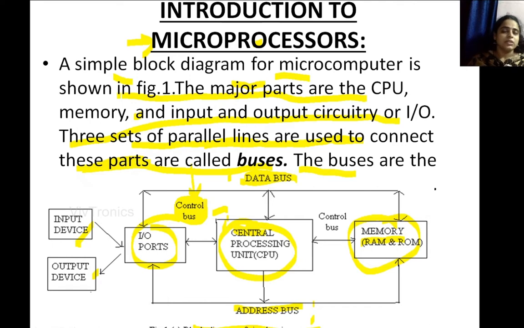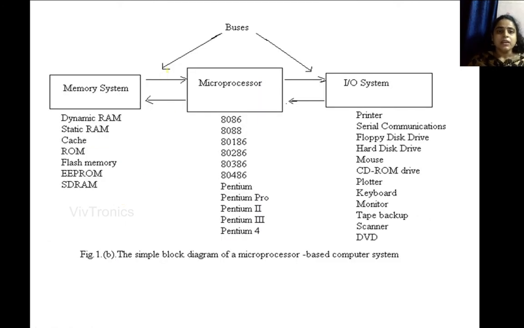A general live example: as a mode of transport we use buses to go from one place to another place. As the bus behaves like a mode of transport, here also it carries information from one point to another point in any hardware device, and that is defined as a bus. So this is the basic simple block diagram of a microcomputer, and you can see here this is the microprocessor based computer system.